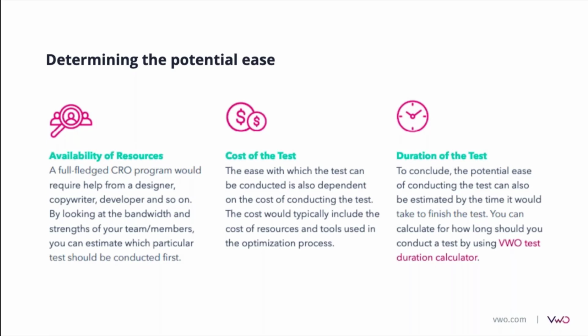If you look at potential ease, there are three major chunks of it. One is the availability of resources. If you have more resources available, it will be easier for you to get this test out in the open. Cost of the test will also determine the potential ease, and the duration of the test is also of key importance here, because you don't want your test to be running for too long, or let's say for too little time. Once you have at least this much information about a hypothesis, you can easily prioritize them, and make sure that you have a roadmap long enough where you are successfully able to achieve your business goals.